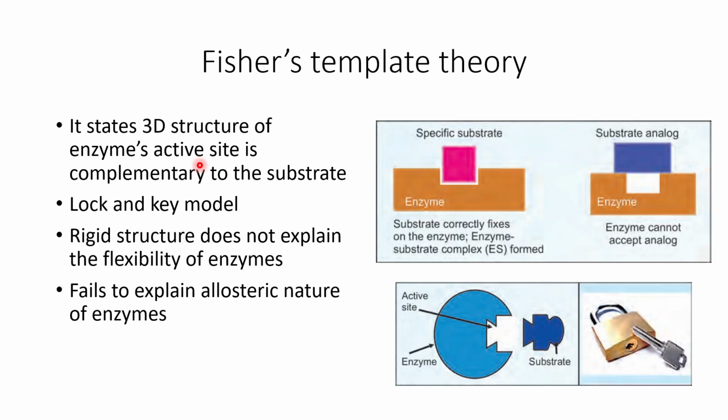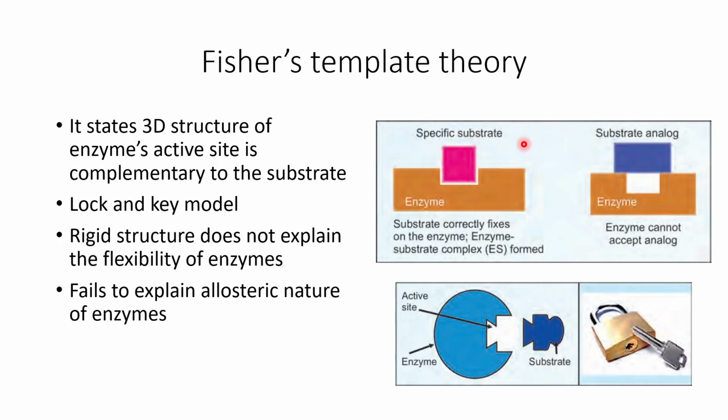Now the 3D structure of the enzyme, or protein, is such that the active site of the enzyme, where the action is taking place, is complementary to the substrate. If you see over here, this is the enzyme, this is the active site. This enzyme's 3D structure is so oriented that the active site becomes complementary to this specific substrate.